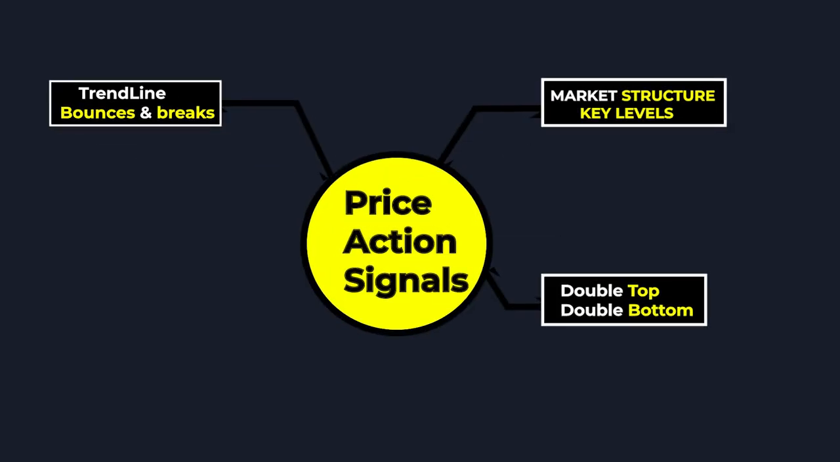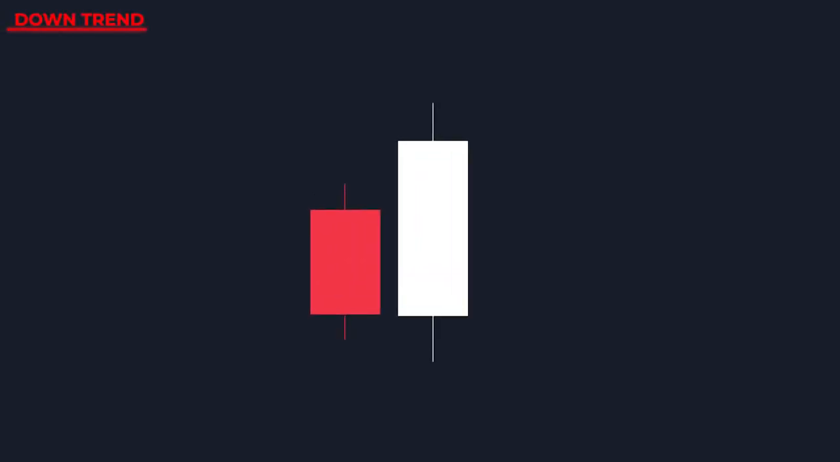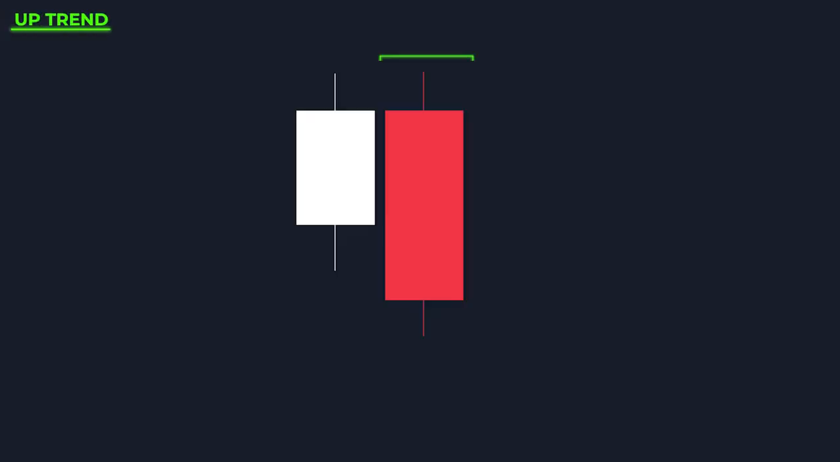Now, let's move to the four signals. The engulfing candle. An engulfing candle is a two-candle pattern that signals a trend reversal. A bullish engulfing pattern appears in a downtrend. A large candle fully covers the previous candle, showing buyers taking control. A bearish engulfing pattern appears in an uptrend. A large candle fully covers the previous candle, showing sellers taking over.